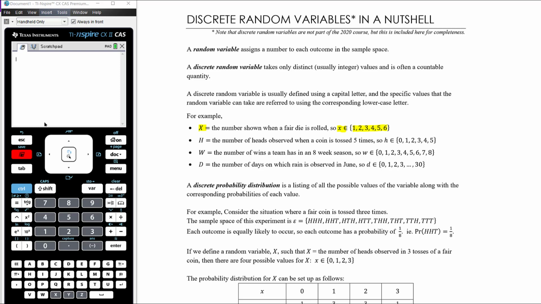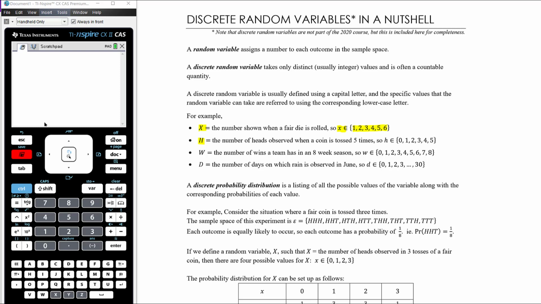So we could have a variable uppercase H, which is the number of heads observed when a coin is tossed 5 times. That would mean lowercase h could be 0, 1, 2, 3, 4, or 5. Uppercase W, the number of wins a team has in an 8-week season. So lowercase w could be 0, 1, 2, 3, 4, 5, 6, 7, or 8. They could win anywhere from 0 times to 8 times in the 8-week season. And uppercase D is the number of days on which rain is observed in June. There are 30 days in June, so there could be anywhere from 0 to 30 days on which rain is observed.